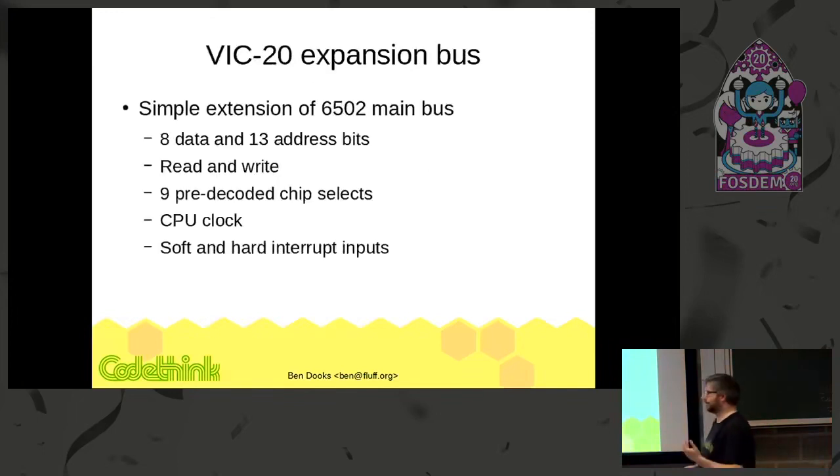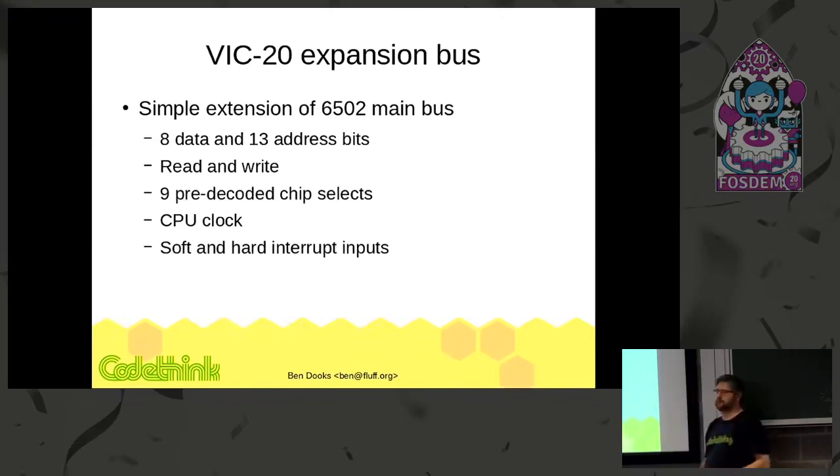So the VIC-20 has a rear expansion port, which is where this cartridge plugs in. It's a really simple extension of the 6502 CPU main bus. As I say, it brings out the 8 data lines and 13 of the 16 address lines. You get the read and write. There are some pre-decoded chip selects because they'd already done some of the work for you of working out which areas were being accessed. A CPU clock, which was running at about 1 megahertz.